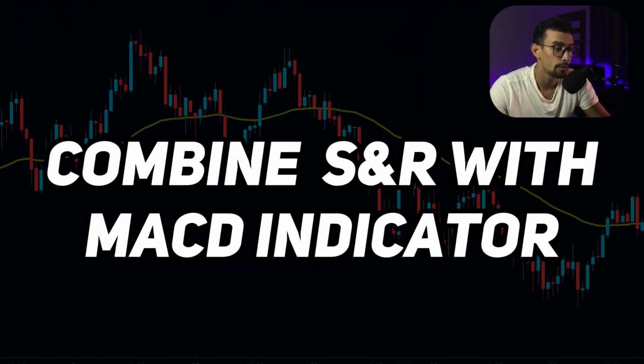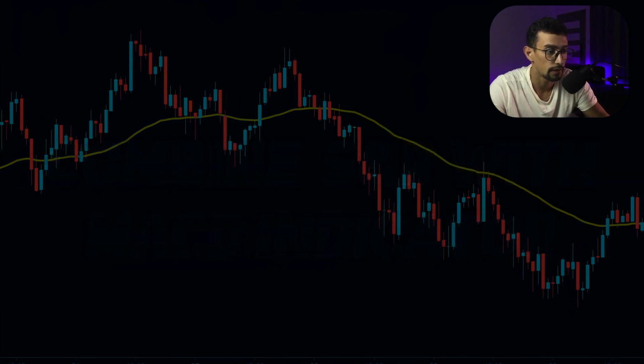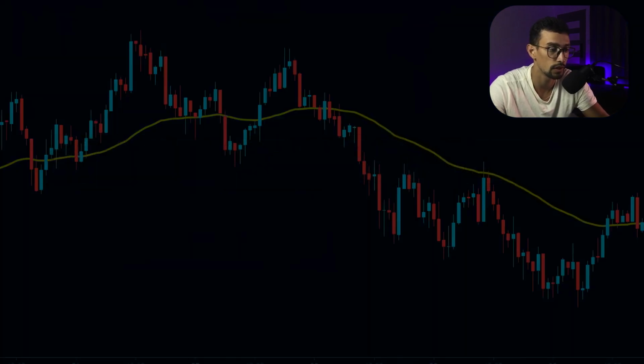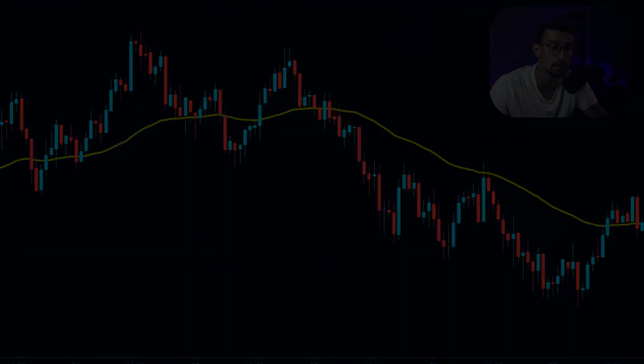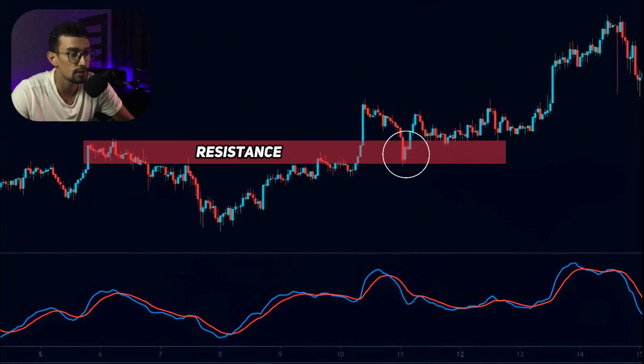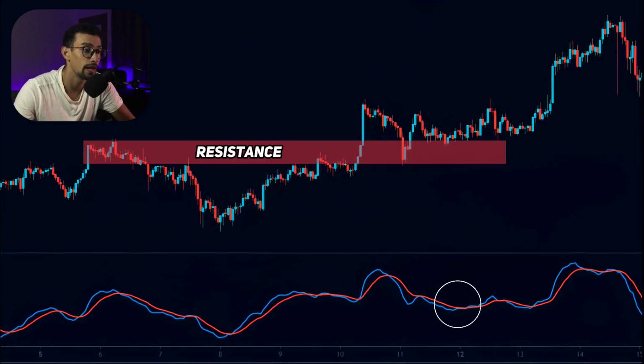Now we can also combine support and resistance levels with the MACD indicator to find opportunities. So we could use a MACD crossover to trigger our entries at key levels. For instance, here we see that the price broke this resistance level. Hence now we expect the price to find support here. So when the price touches this level from above, we wait for the MACD line to cross above the signal line. The crossover happens here.